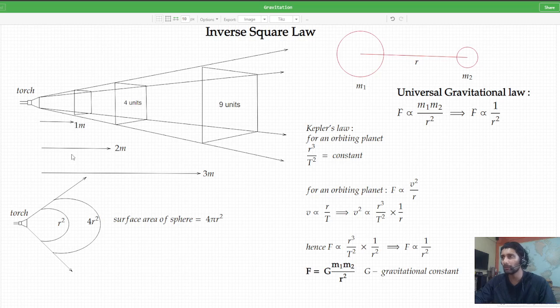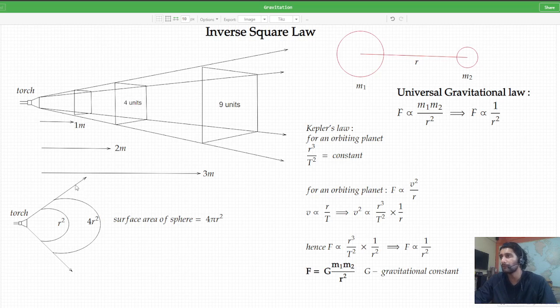Now supposedly, let's say we take this photographic plate and we take it to a distance of 2 meters. We find out that the total area the light covers on this photographic plate will be 4 times the unit photographic plate. So this tells us that the amount of light will fade by a factor of 1/4.